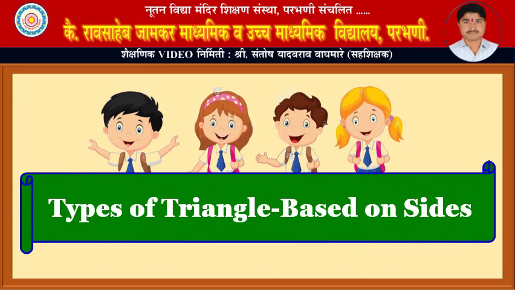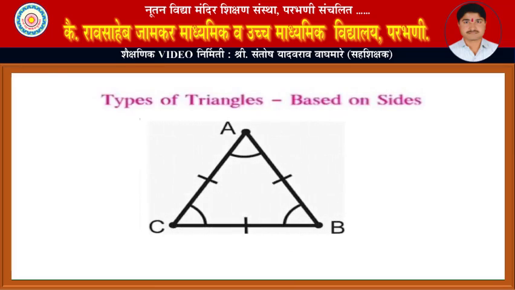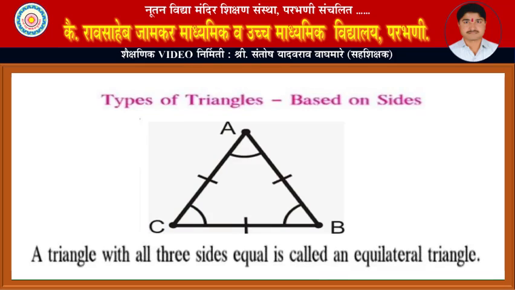Types of triangle based on sides. Now let us learn types of triangles based on sides. Here in this triangle ABC, you see that three sides are marked the same, that is, equal. Such a triangle is called an equilateral triangle. So what is an equilateral triangle? A triangle with all three sides equal is called an equilateral triangle.